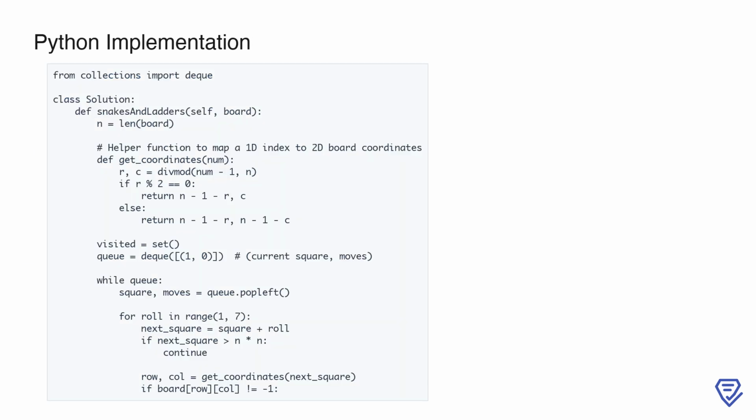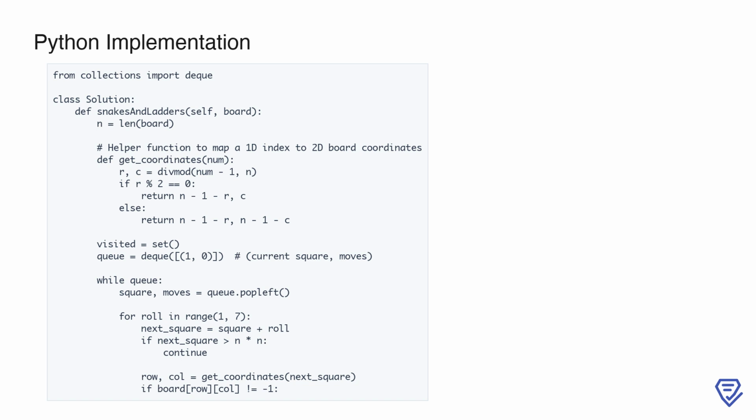Here, we begin by importing the deque class from the collections module, which will help us implement a breadth-first search. We define the Solution class with the snakesAndLadders method, which takes the game board as input. The board is a 2-dimensional list representing the snakes and ladders grid. We first calculate the size of the board, denoted by n, which is simply the length of the board.